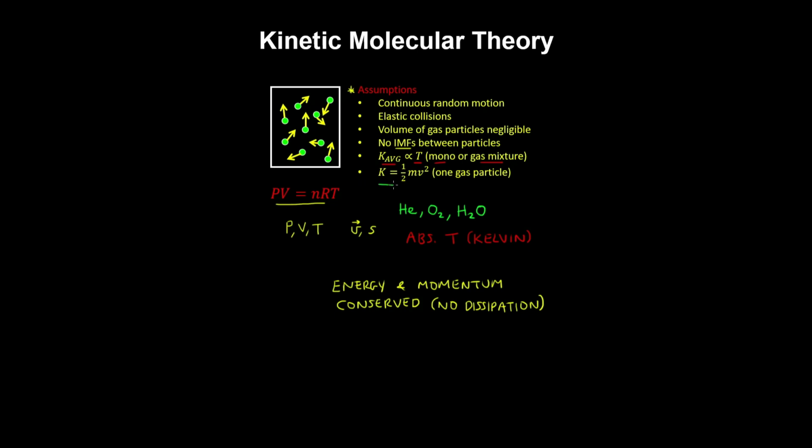Now using this equation for the kinetic energy of a single gas particle, the average kinetic energy of a particle can be related to its average velocity. And here we typically use standard international units, so kilograms for the mass, meters per second for the velocity, and the kinetic energy is in joules.